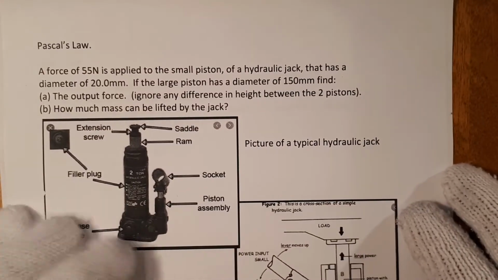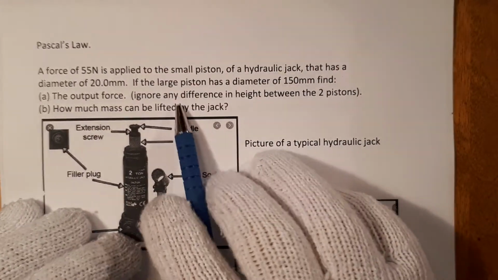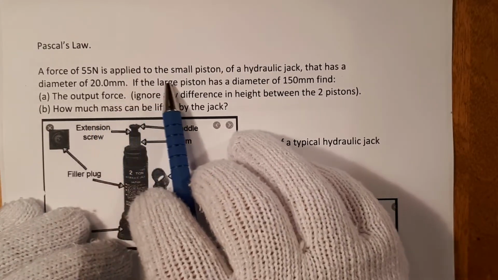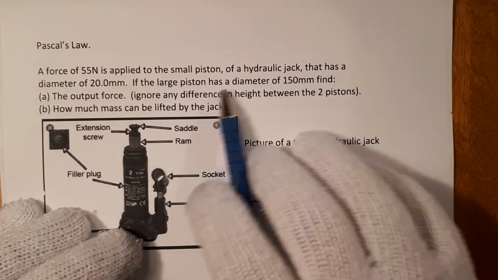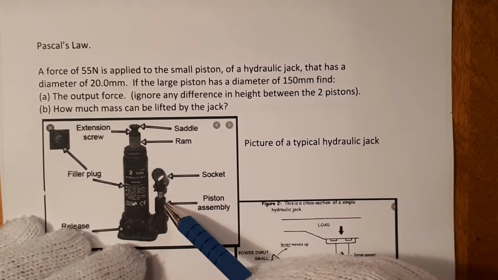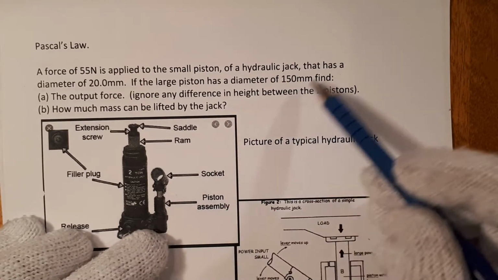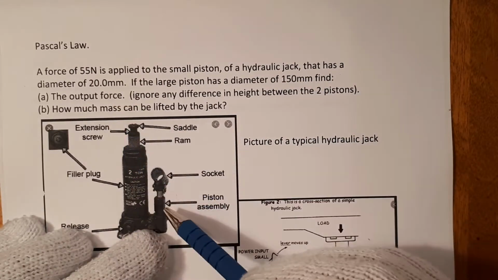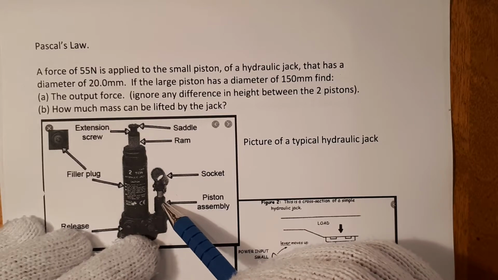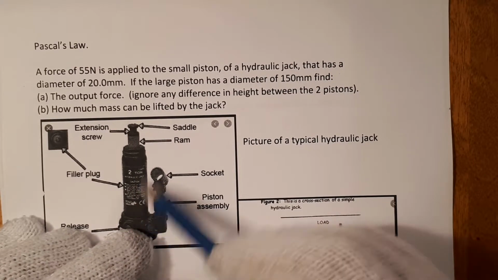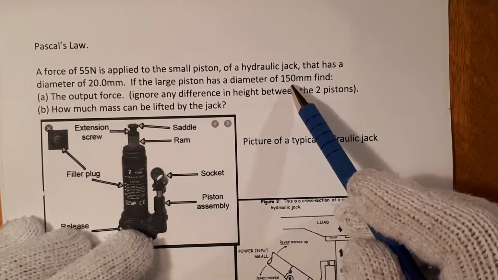So here's the word problem, demonstration of Pascal's law. It says here, a force of 55 newtons is applied to the small piston of a hydraulic jack. This here being a picture of a hydraulic jack, and here is the small piston. And this piston has a diameter of 20 millimeters. And in this hydraulic jack, there's also a large piston on the other side. Here it is. And it has a diameter of 150 millimeters.